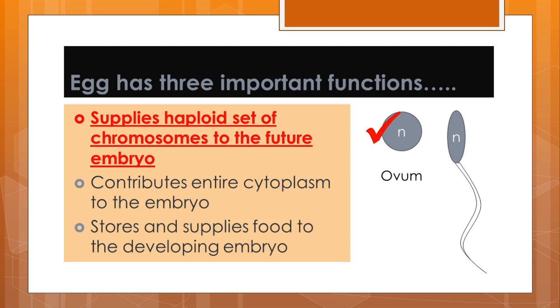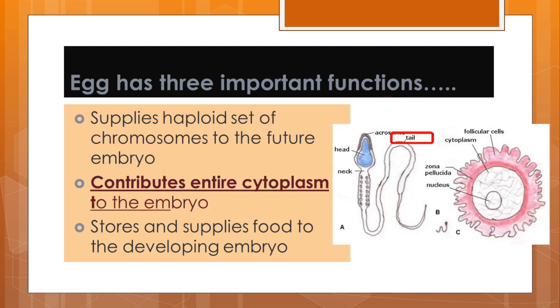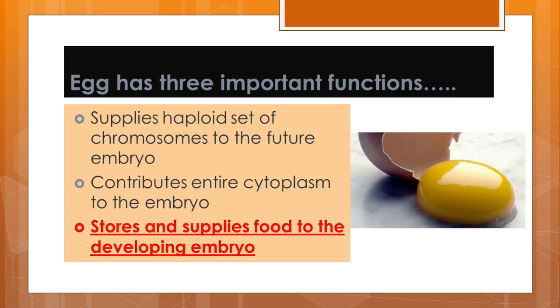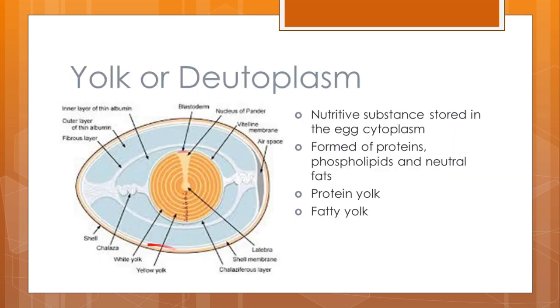That is, the egg supplies a haploid set of chromosomes to the future embryo. Then the second function of the egg is that it contributes the entire cytoplasm to the embryo. The cytoplasm of the zygote is formed of the cytoplasm of the egg. Then the third function of the egg is that the cytoplasm of the egg stores and supplies food to the developing embryo. You know that the development of the embryo requires nutrients, and these nutrients are stored in the egg cytoplasm. These are the three important functions of the egg.